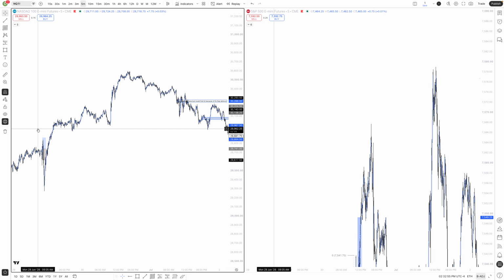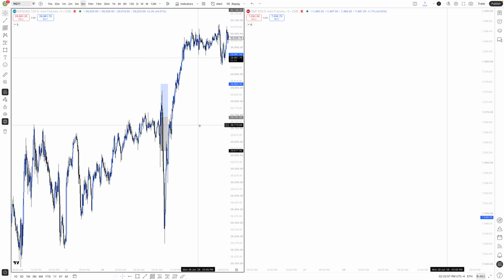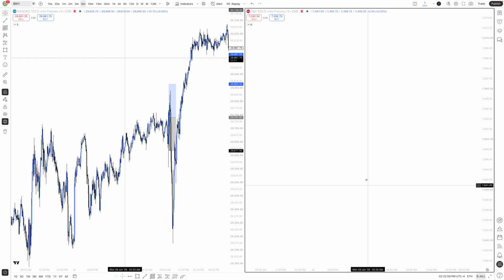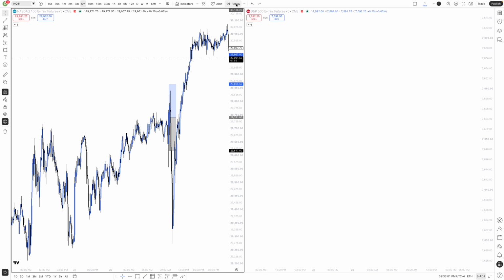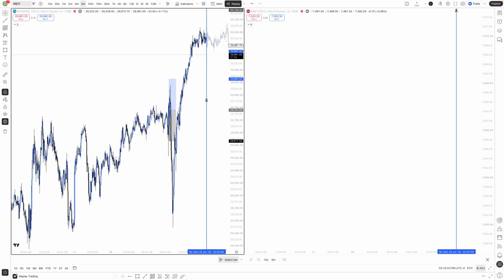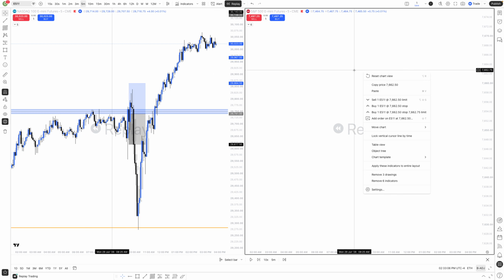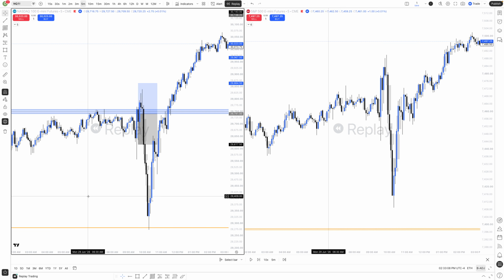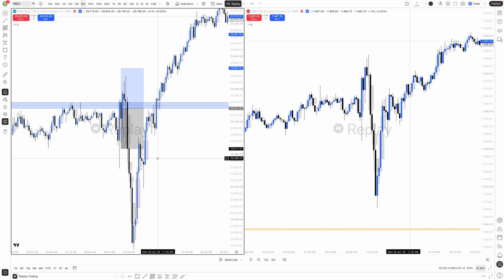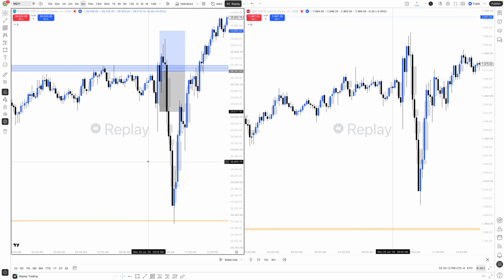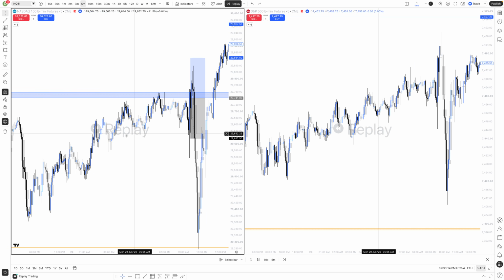Monday, let's review Monday. Monday I took this trade here. Why is this not synced up? Let's go to replay. Monday, I saw a few people take a trade like this. We swept out these lows here.